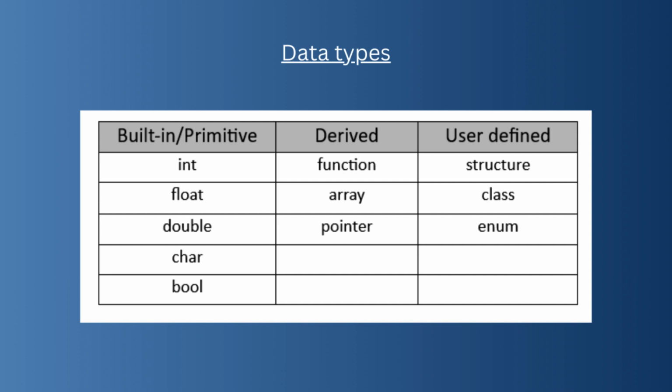Data types can be divided into three categories: built-in or primitive data types, derived data types, and user-defined data types. Primitive data types can be used directly to declare a variable, and they are integer, float, double, boolean, and character. Derived data types are derived from basic data types, and they are functions, arrays, and pointers. And the third category are user-defined data types, and like its name says, the user can define them. They are classes, structures, and enumerations.